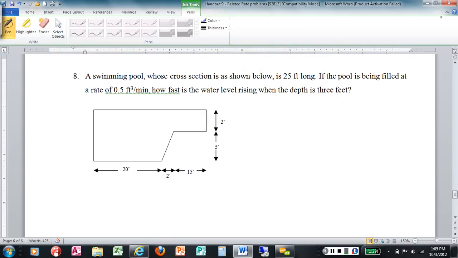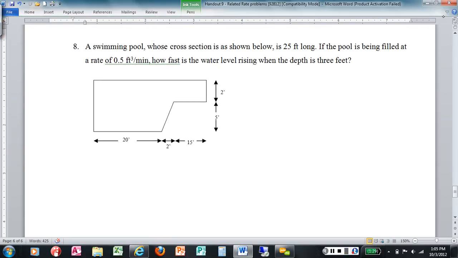All right. So, if the pool is being filled at a rate of 0.5 feet cubed per minute, how fast is the water level rising when the depth is 3 feet? Okay, well, that's a good question. See if we can answer it. Of course, we're being filled at that rate.